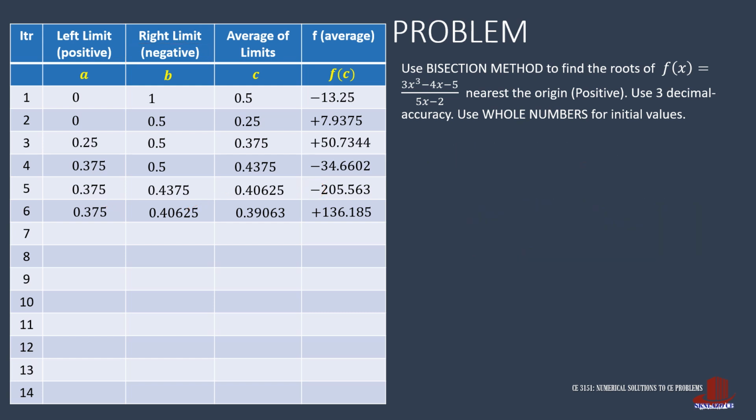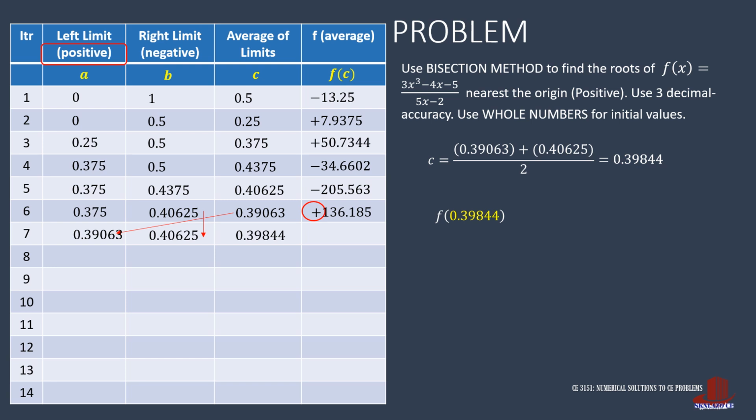The seventh iteration then starts with the replacement of a as f of c is positive. B remains as 0.40625. The midpoint lies on half of the limits 0.39063 and 0.40625, giving 0.39844. Have this plugged in the function to get positive 821.025.